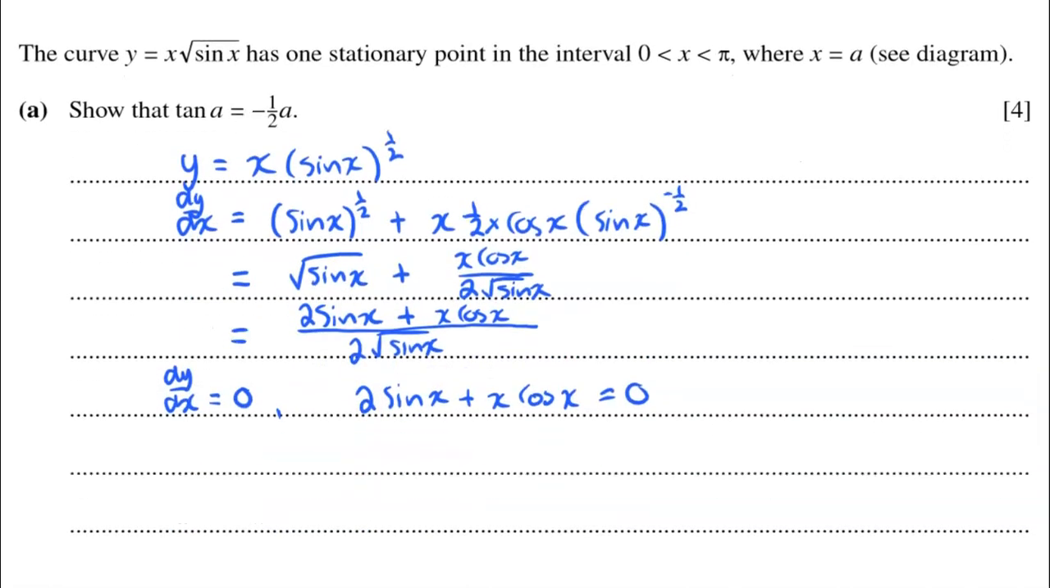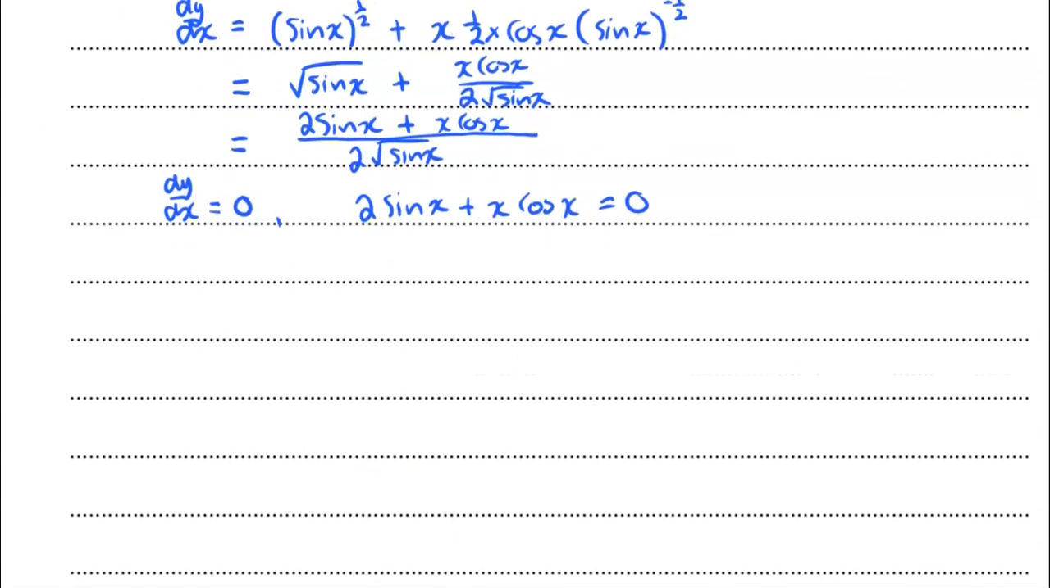Okay, I'm going to pivot at this point and say, we know the x value where the gradient is 0, there's only one stationary point, is A. So I'm going to replace x with A and get 2 sine A, because it looks like this is going to turn into what we want. And here we have A cos A equals 0. How is it going to turn into what we want?